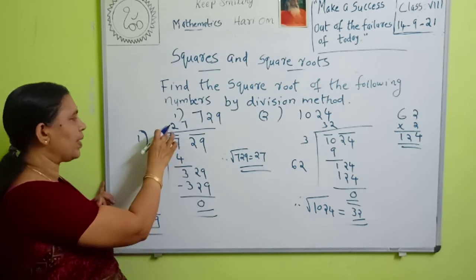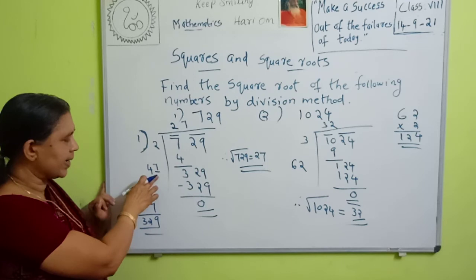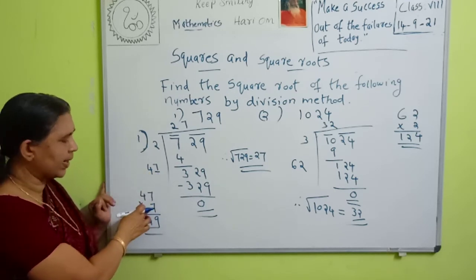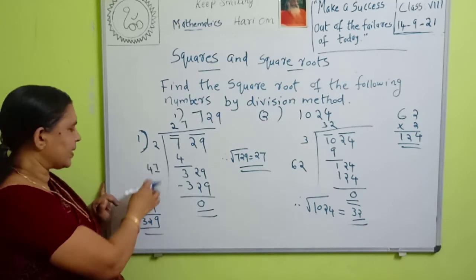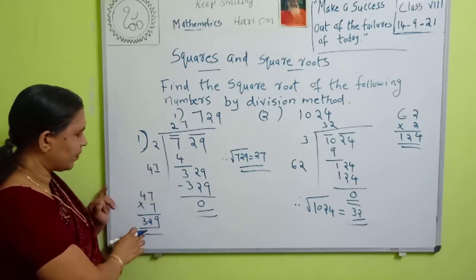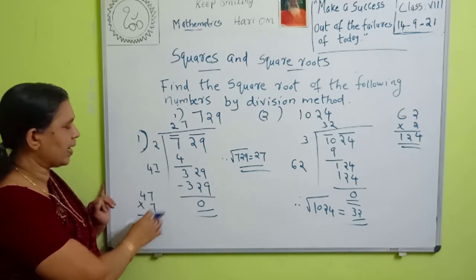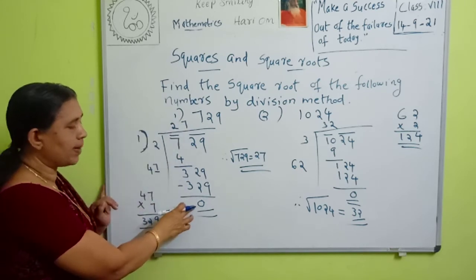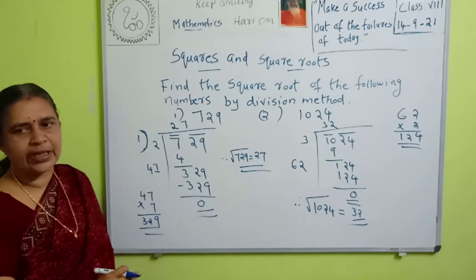Okay. Then you take the double of this 2, which is 4. Then you find a number here which is multiplied by that number itself. If it is 7, you multiply by 7. If it is 6, then you multiply by 6. Okay. Then 7 into 7, 49. 7 into 4, then it is equal to 47 into 7 is 329. Then here also you write 7. Then the remainder is 0. Then our square root of 729 is 27.